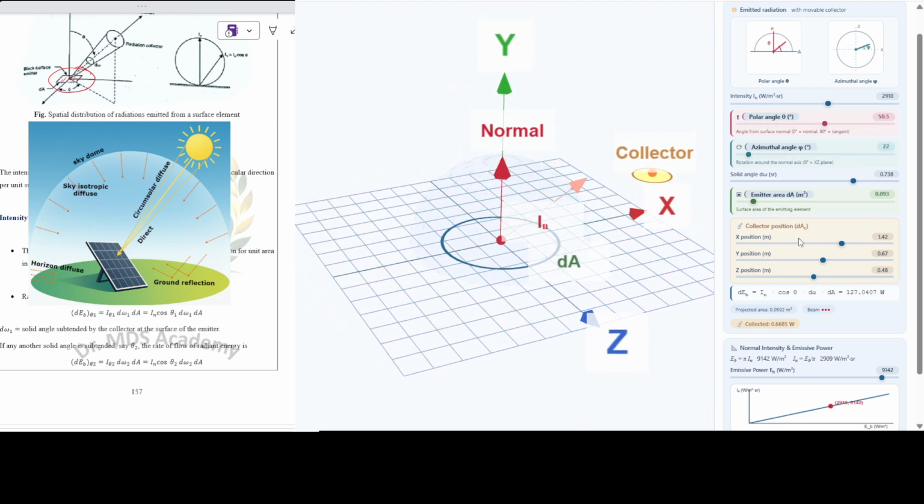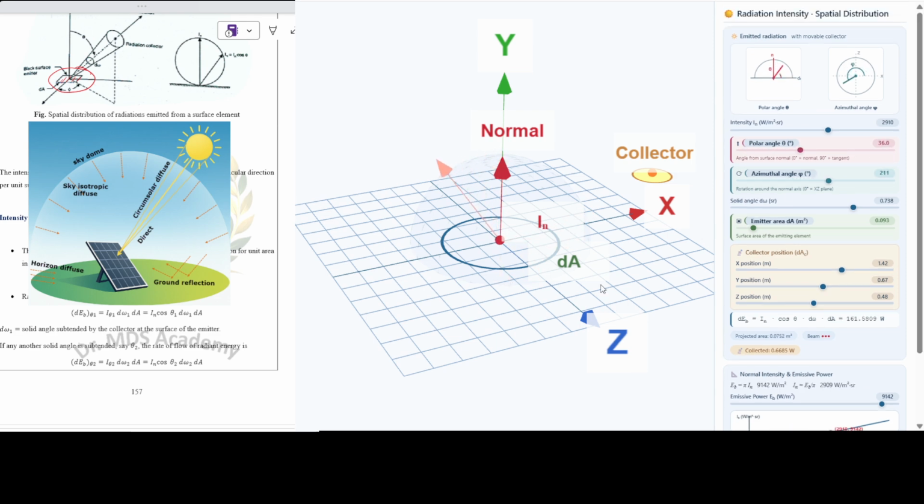So that's all about the radiation intensity in spatial distribution. Thank you all.